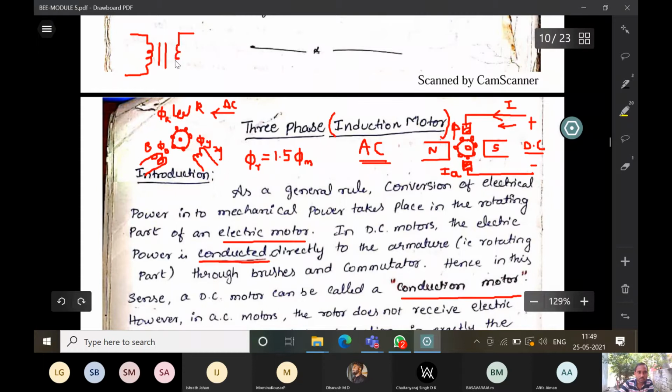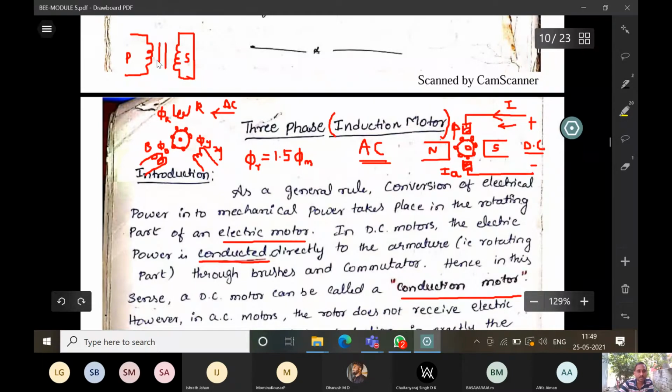So induction motor is also called a rotating transformer. The stator part is called the primary side, and the rotor, a short-circuited rotor, is the secondary part. Hence this is called the induction motor.